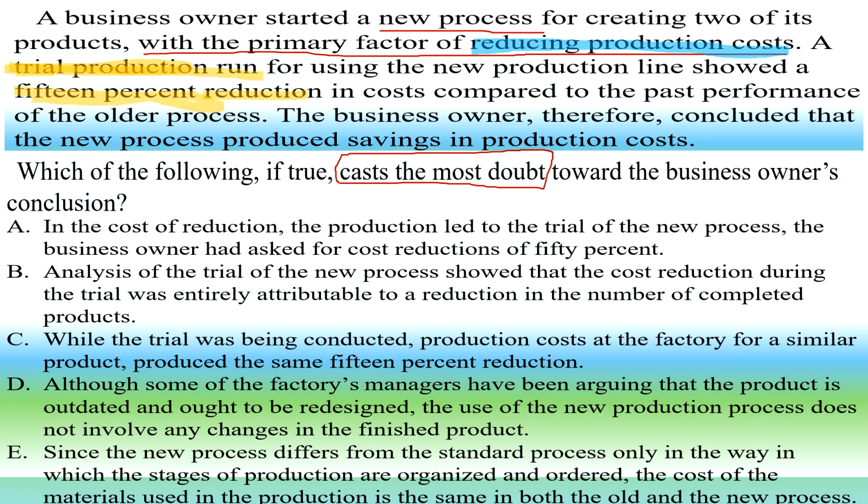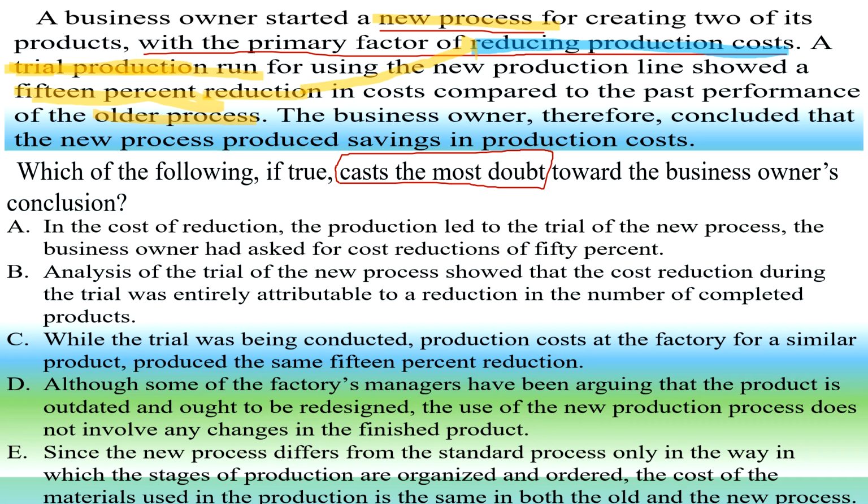So they did it. These are linked. So you go back up and say, okay, we're linked here. Reduction in cost compared to the past performance of the older process. So you've got a new process and you've got an older process. So it did go up 15%. The business owner therefore concluded that the new process produced savings in production cost.